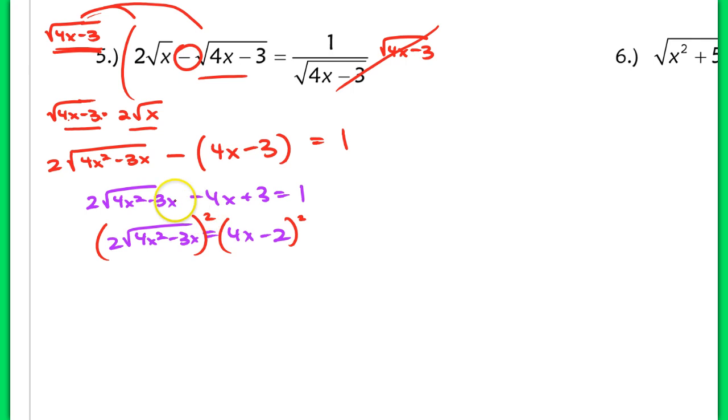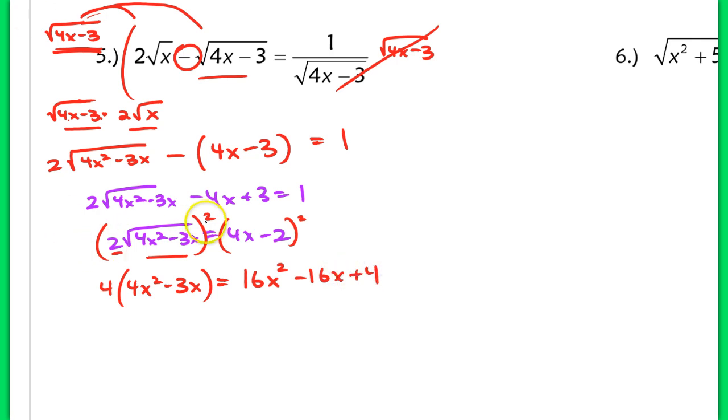When I square both sides of the equation, I need to make sure I square the 2 out in front. A lot of students will forget to do that. So I have 4 times, now when I square that radical, it'll drop the radical and keep the inside. So I have 4x squared minus 3x multiplied by 4. And on the right-hand side, when I distribute and I FOIL those terms in my head, I end up with 16x squared minus 16x plus 4.